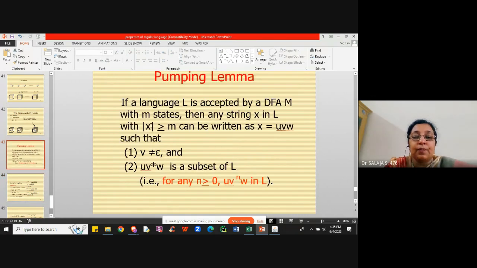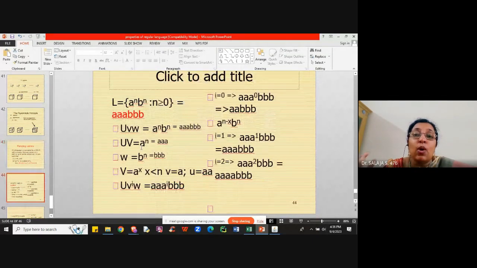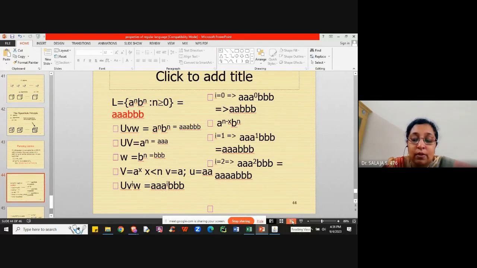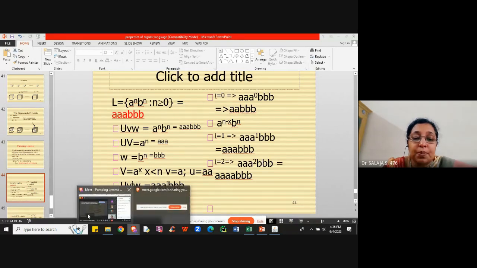So I'll repeat. You take a language L, any language where you have m states, and then you take a string and try to divide it into 3 substrings, u, v and w, and then you populate the v part alone any number of times. Even if it is populated any number of times, the string generated should satisfy the language constraint. If not, it is not a regular language. Fine. How many of you have understood this part?